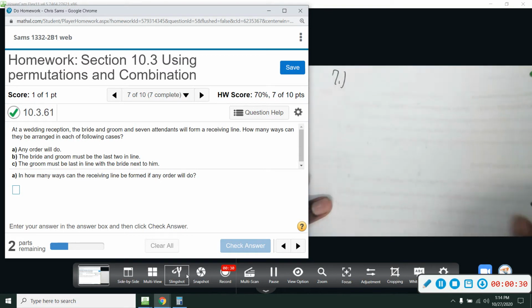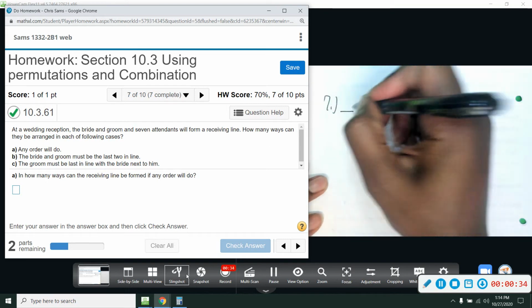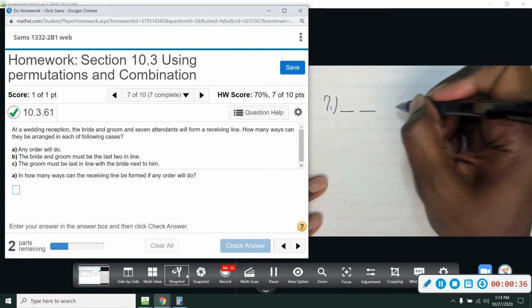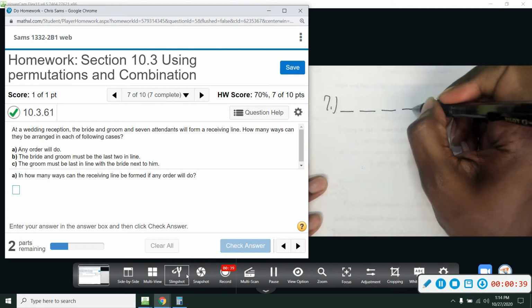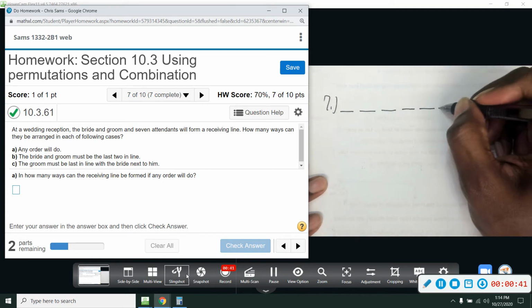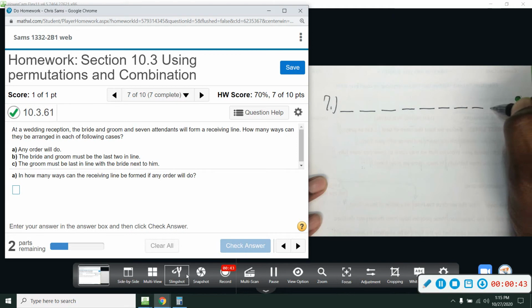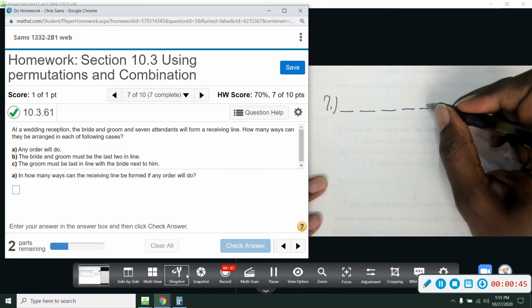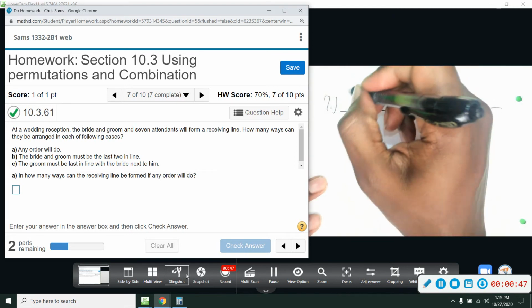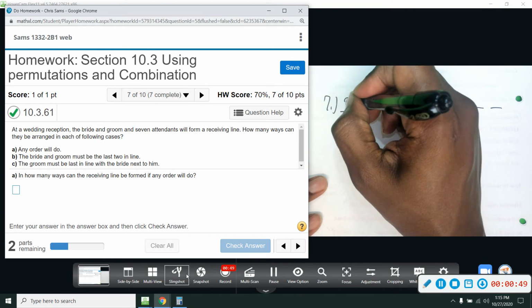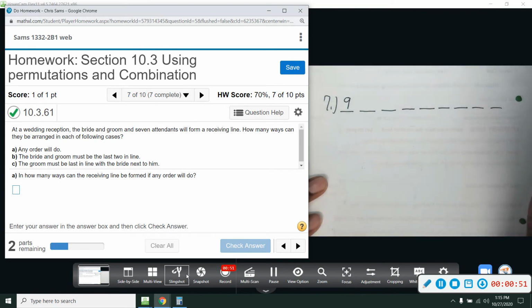and we can put them in any order. We're going to be making a line. So we need to have 9 of them. So this is kind of going back to what we did in section 10.2, the fundamental counting principle. So we got 9 lines. So the first person in line, there's 9 options. There's all 9 of them.